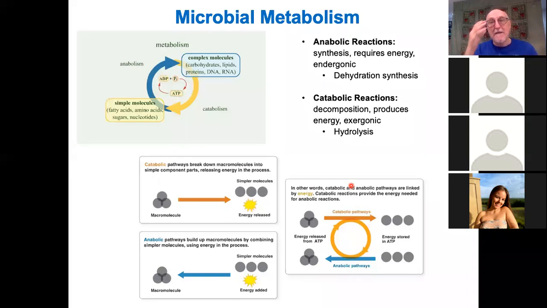In order to do that, the cell has to have a source of energy. It is an energy demanding process. We say, therefore, it is endergonic. It requires an input of energy. And it is usually done by a dehydration synthesis. We usually make the larger molecules, we join them together by abstracting a water molecule each time to form covalent bonds and to make the larger molecule. We'll see many examples of this.